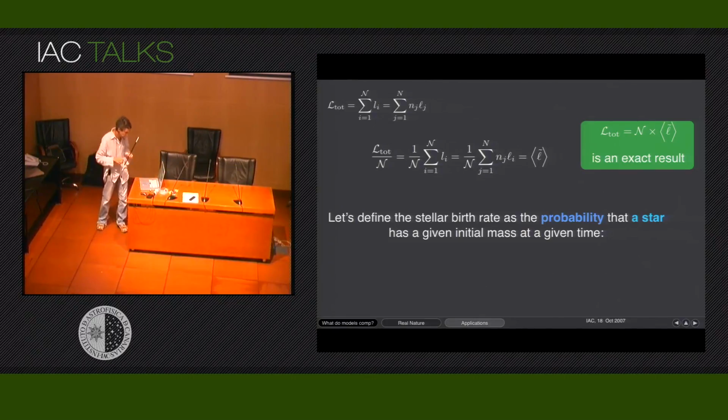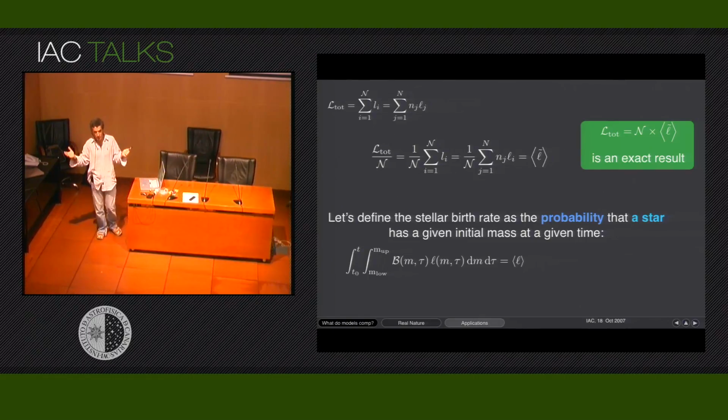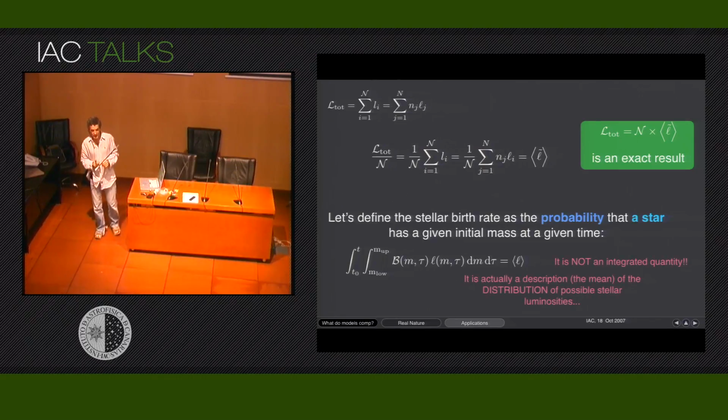In this case, what you obtain is the average mean luminosity of a single star, taken from all the sample of stars you might have in your galaxy. It is not an integrated luminosity, okay?